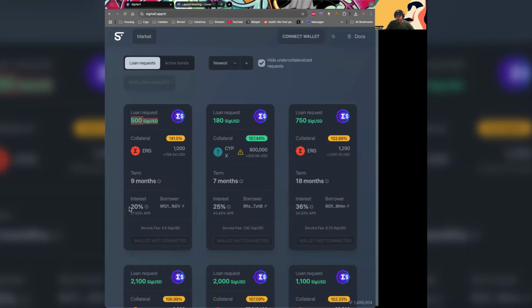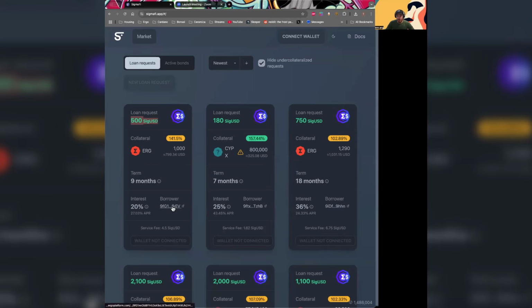They are stating that they're going to pay 20% interest. So this APR is like an annualized rate. So if this were 12 months, it would actually be 27%. So that's way better than your bank, I'll tell you that.